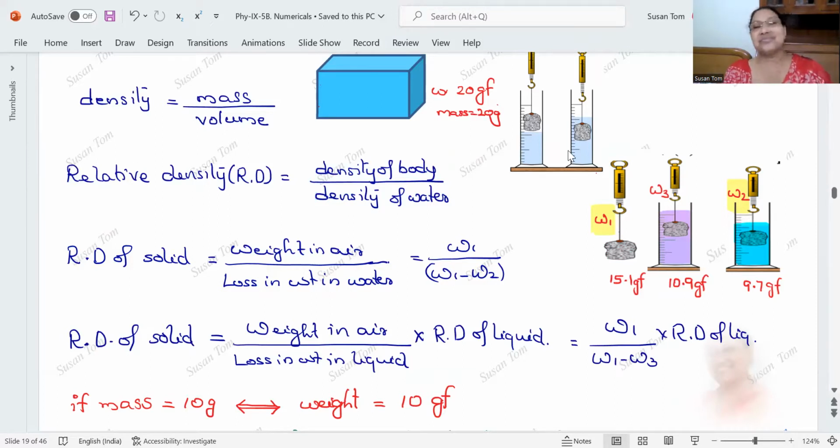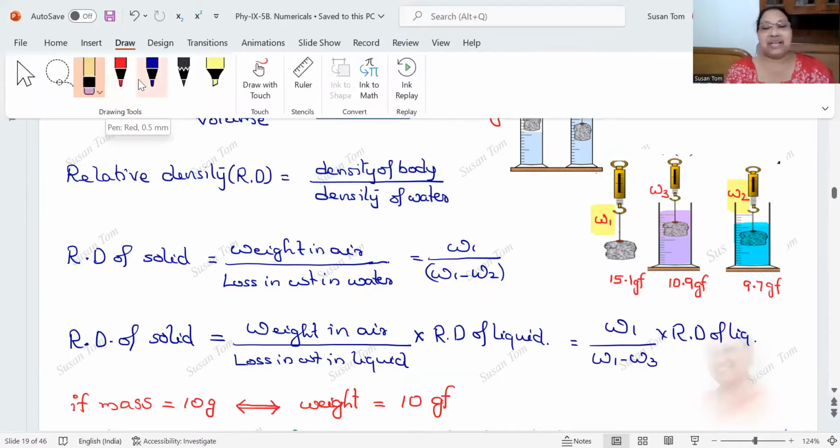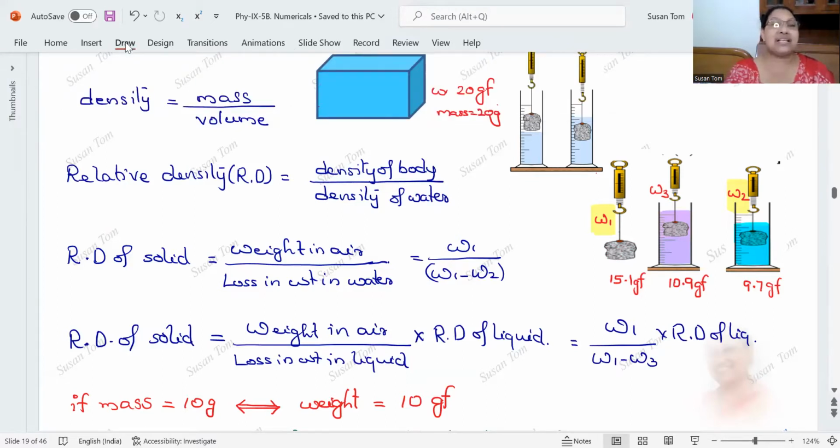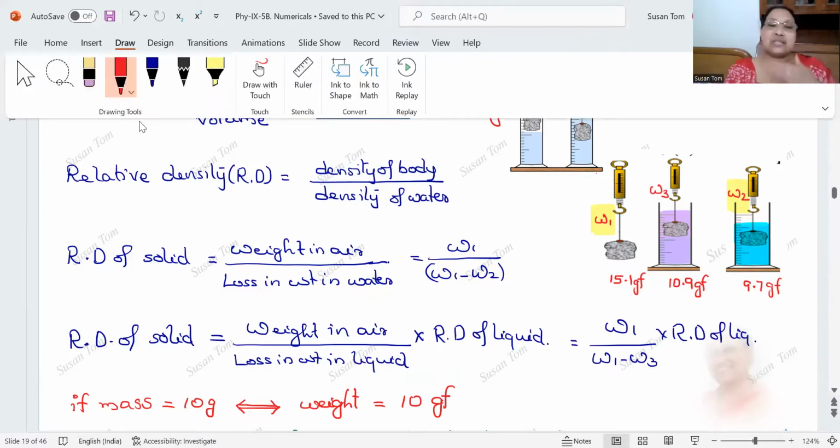Clear? Okay. Now suppose you want to find the relative density of a body, but the situation is a different case. The body is soluble in water, then what do we do? We make use of another liquid instead of water.